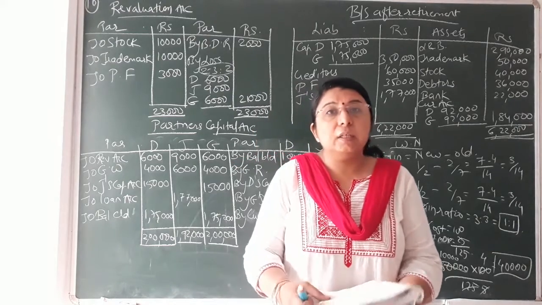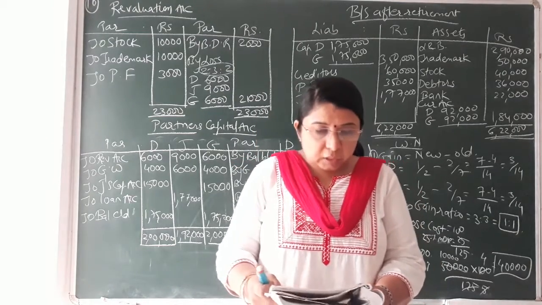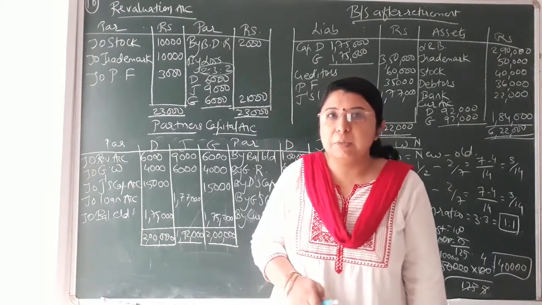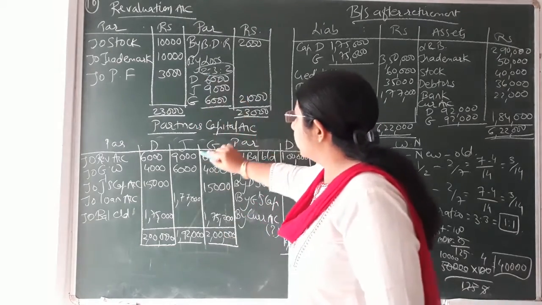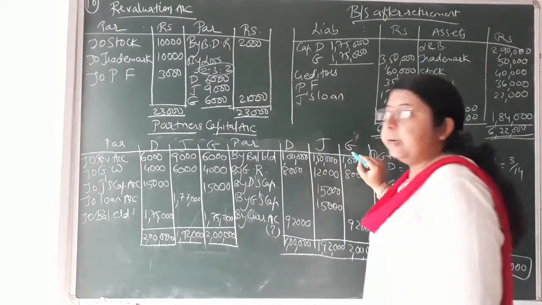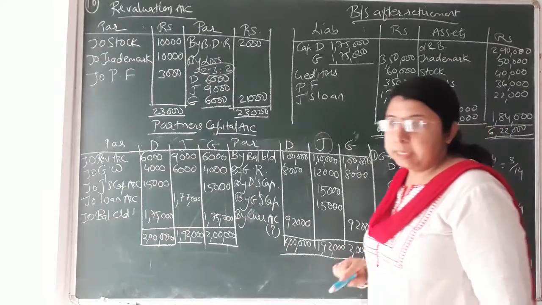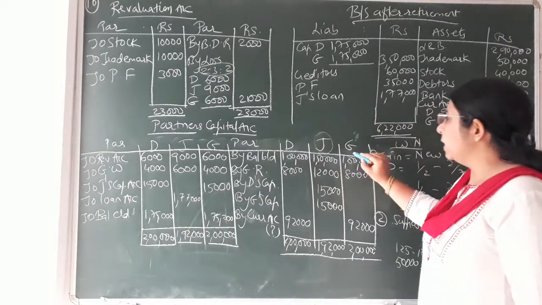Okay, now referring the adjustments. The first adjustment, that is Jyoti retired on the above date. Out of the three partners, the middle partner is retiring. There are three partners, that is Deep, Jyoti and Geeta. Out of that, the middle partner, that is Jyoti, is retiring. So the continuing partners would be D and G.